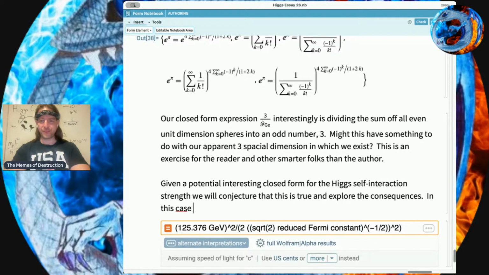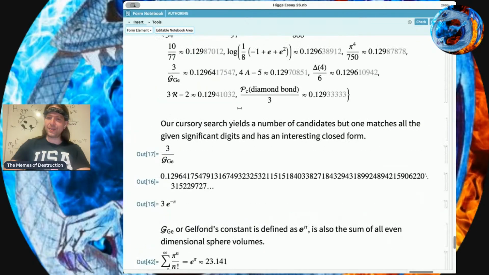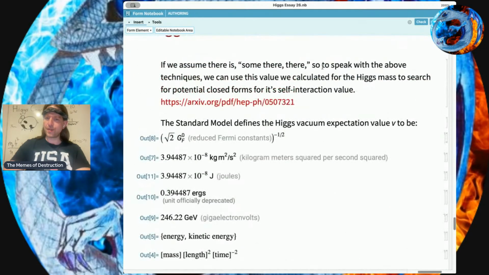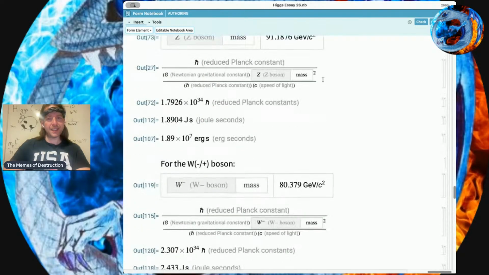In this case, we will leverage this closed form and use our same algebraic expression to back calculate what a more accurate value of the Planck mass should be, M sub P. I need another Planck mass over there. Let's see.